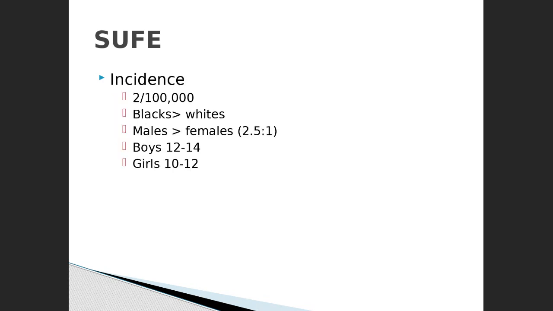Now, one of the things that we have to recognize is that this is a relatively common disorder, with an incidence of 2 per 100,000 in the United States. Blacks are affected more often than whites. Males are affected more often than females. And the interesting thing is that in boys, the left side is affected twice as often, while in girls, there's an equal distribution between the left and the right side. Now, as you know, girls mature and go through puberty earlier than boys. And so this disorder affects girls in the age group 10 to 12, while it will affect boys in the age group 12 to 14.